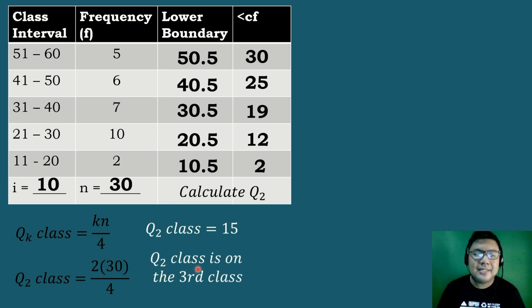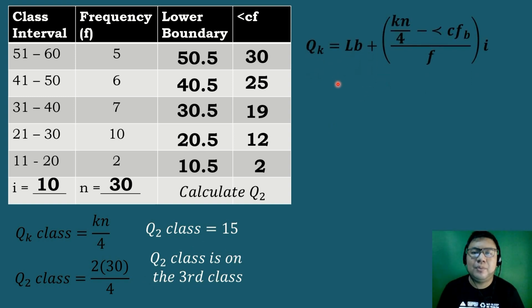So the quartile 2 class is on the third class, and after we have identified the quartile 2 class, we will now be using the formula of quartiles, in which Q sub k is equal to LB plus the quantity k times n all over 4 minus less than CF sub b, all over f, times the interval or the class width. We will be substituting the corresponding values.